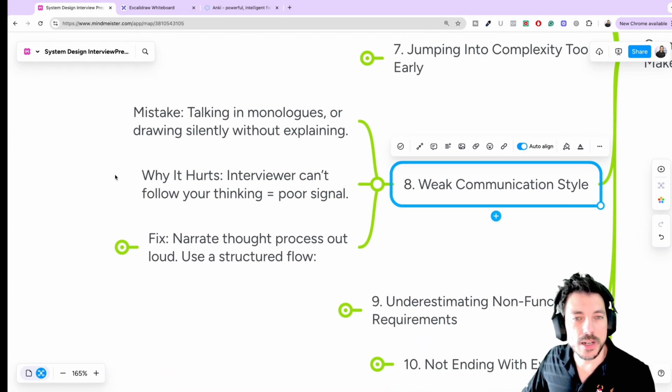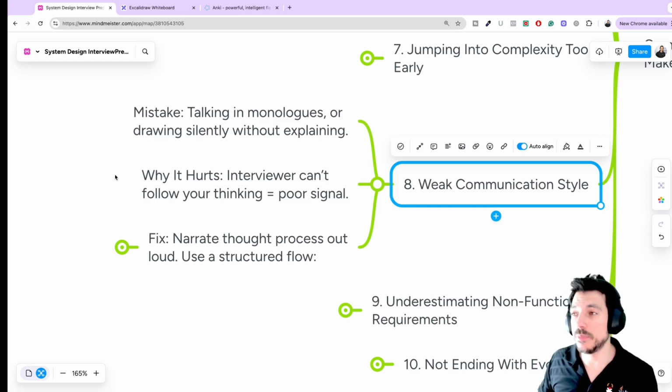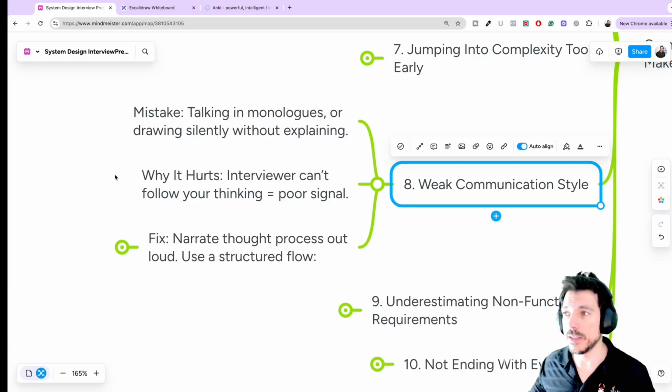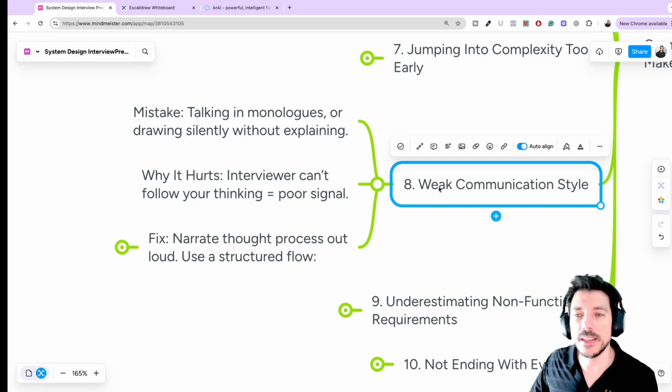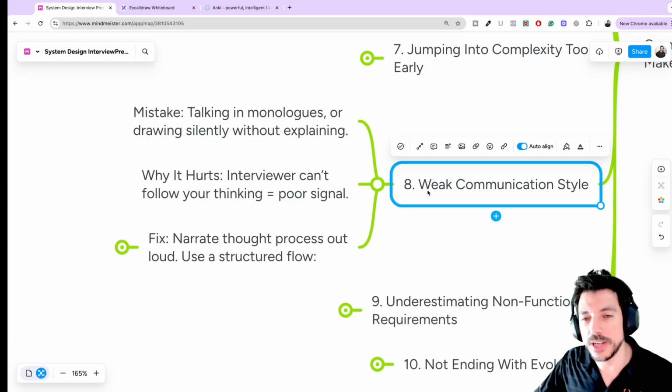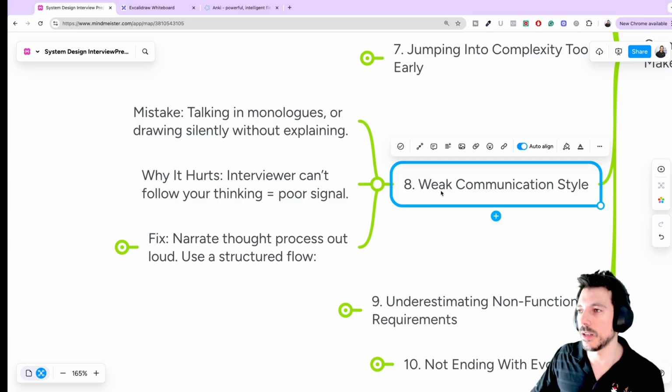So the mistake is to talk in monologues, or you could even be drawing the design without saying anything, and that's a big mistake. While you are drawing your design, you need to explain to the interviewer, hey, I'm doing this, and explain why you're using that solution. And the reason it hurts is that the interviewer won't be able to follow your thinking, right? And only this mistake alone, you're going to be rejected as well. If you don't communicate about what you're drawing, that's a big red flag.